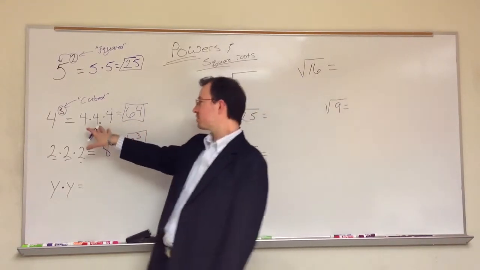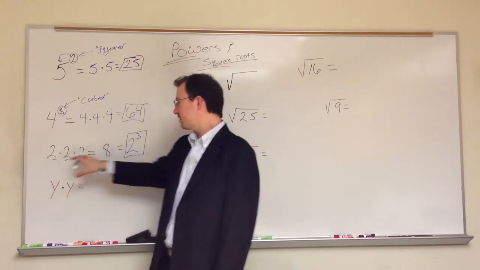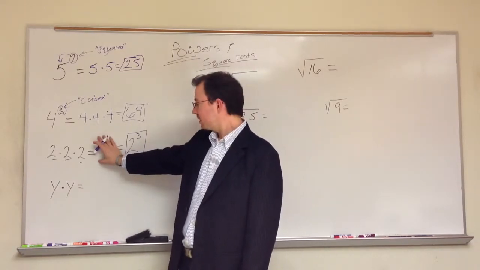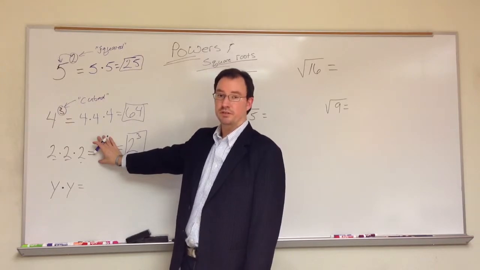So it goes both ways, whether we're starting here, going there, or starting here, going there. We can do that. And we can even just skip the 8 and just go 2 cubed, and then figure that out as 8 if we're solving for that.